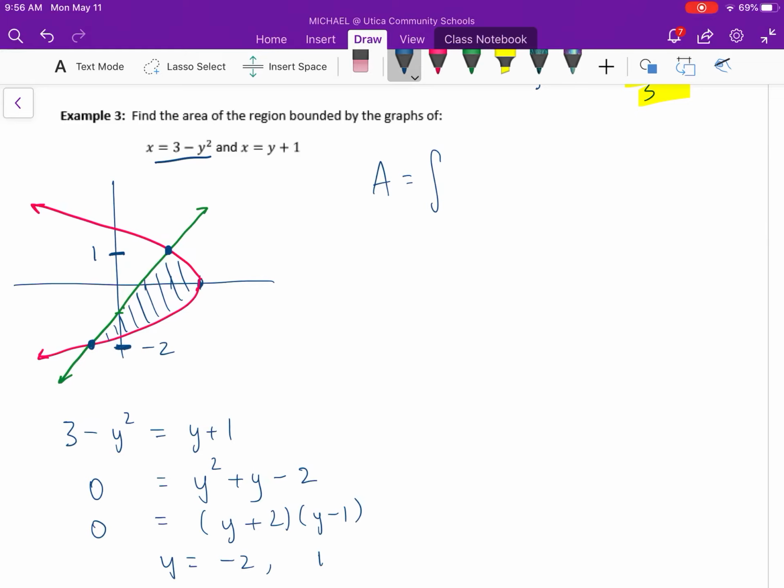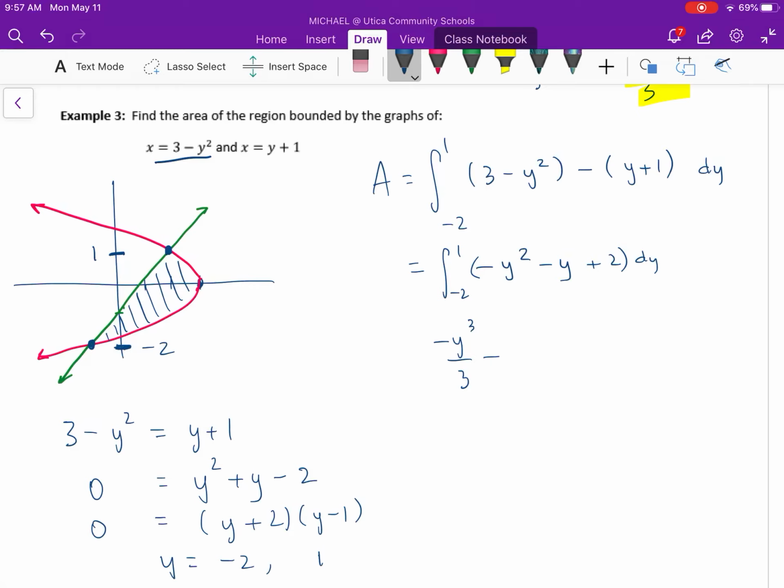So let's do the integral. The area is going to be the integral from -2 to 1 of the right minus the left. The right is the quadratic, so 3 minus y², minus the left, which is the linear, y plus 1. Let's clean that up before we integrate. So we get -y² minus y plus 2. So we end up with -y³ over 3 minus y² over 2 plus 2y from -2 to 1.